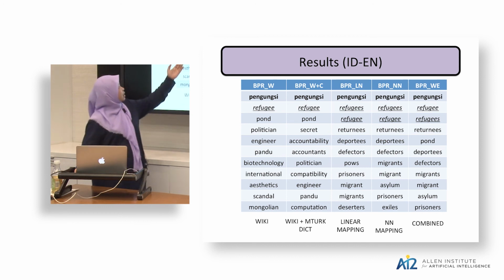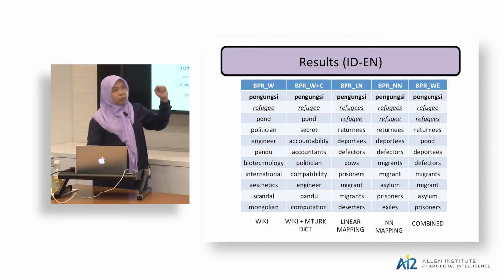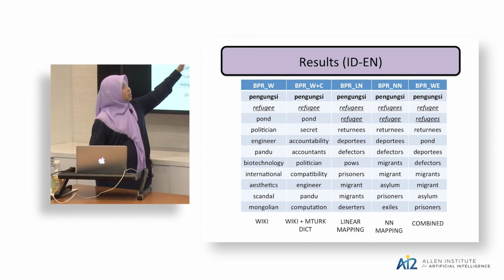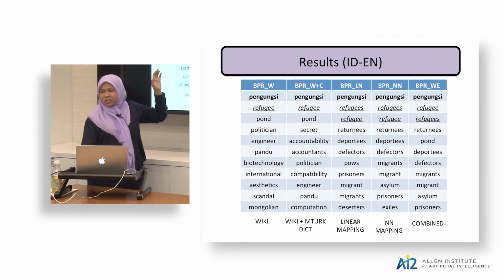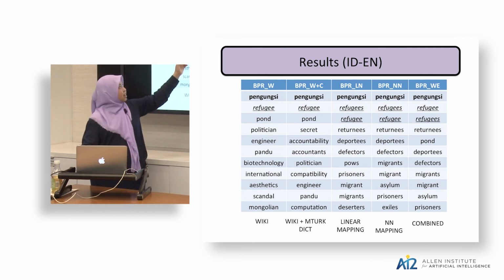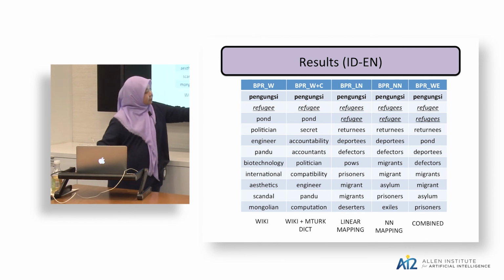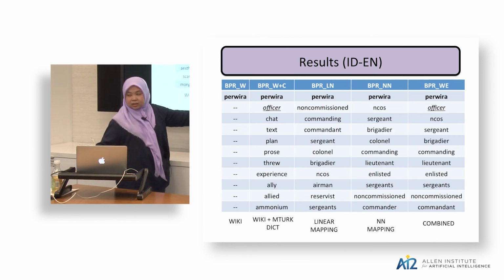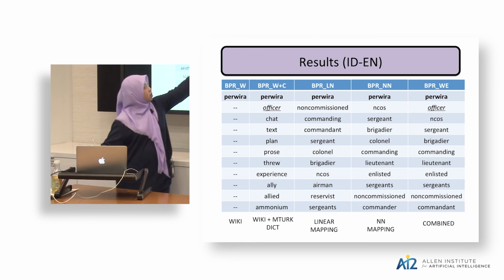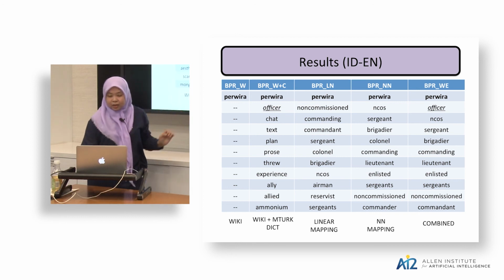As you can see, for some words Wikipedia or interlingual information already gives the right translation, but the other translations in the top 10 are quite diverse and not really related to that word. But using the projected word embedding, we can also find related words to that.